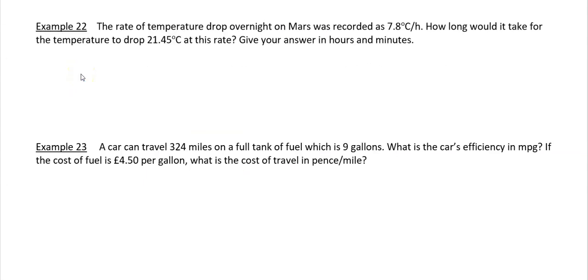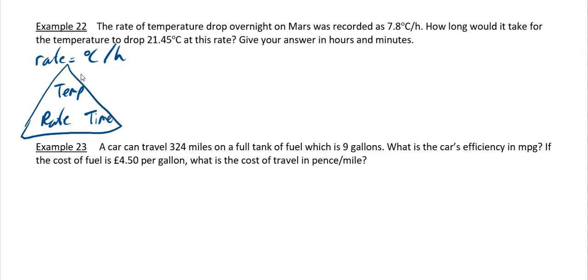Okay, it says in this question, the rate of temperature drop overnight on Mars was recorded as 7.8 degrees per hour. How long will it take for the temperature to drop 21.45 degrees at this rate? Give your answer in hours and minutes. So your rate is equal to degrees C per hour. So that means you've got your temperature on your top, and then you've got the rate, and then you've got your time, and that's how we're going to fill in our wee triangle.